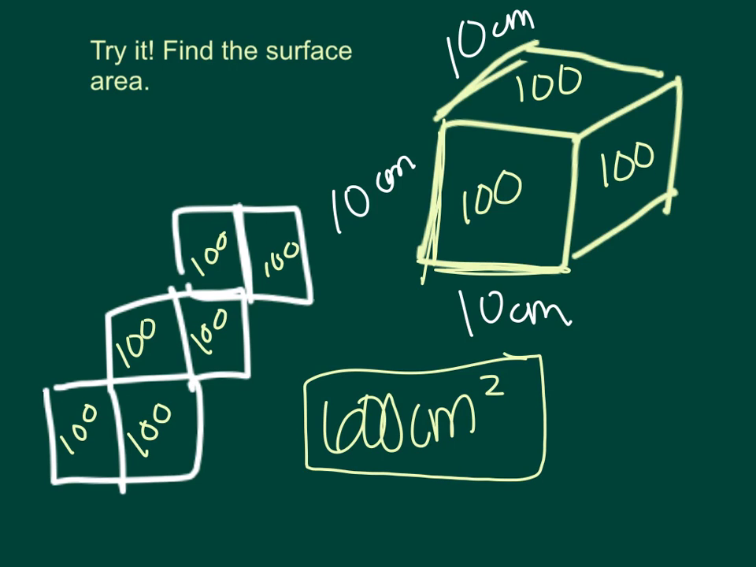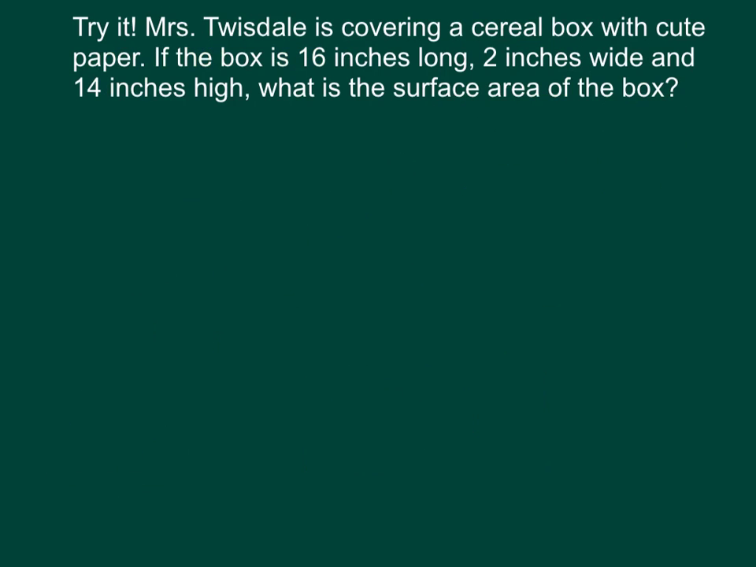All right. Hopefully you tried that one on your own. I don't remember if I told you to try it, but it was a try it problem. So here's the story problem. This one is on your homework, so make sure you use this as an answer from your homework as well. The name's a little bit changed, but the numbers are the same. Mrs. Twisdale is covering a cereal box with cute paper. Maybe I'm doing an arts and craft. If the box is 16 inches long, 2 inches wide, and 14 inches high, what is the surface area of the box? Okay, so a rectangular prism.